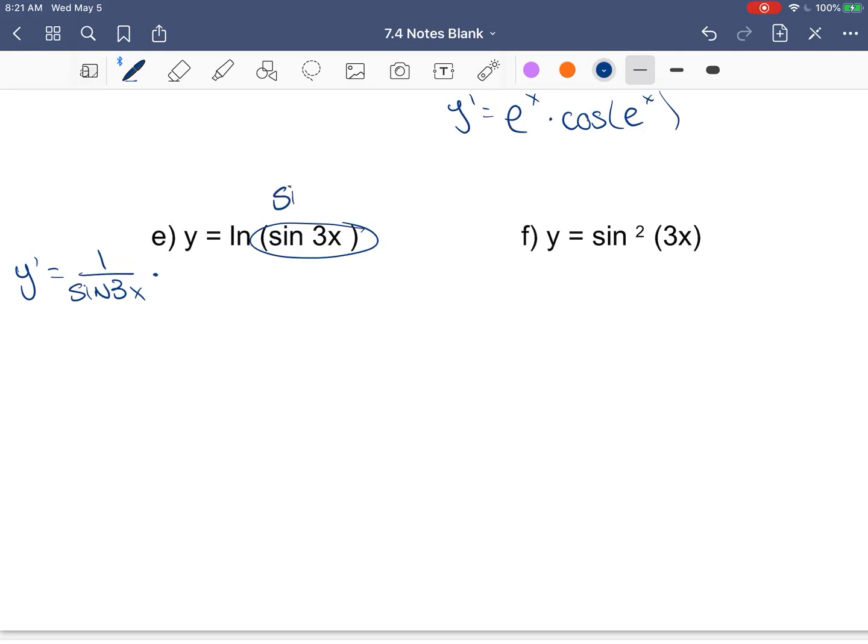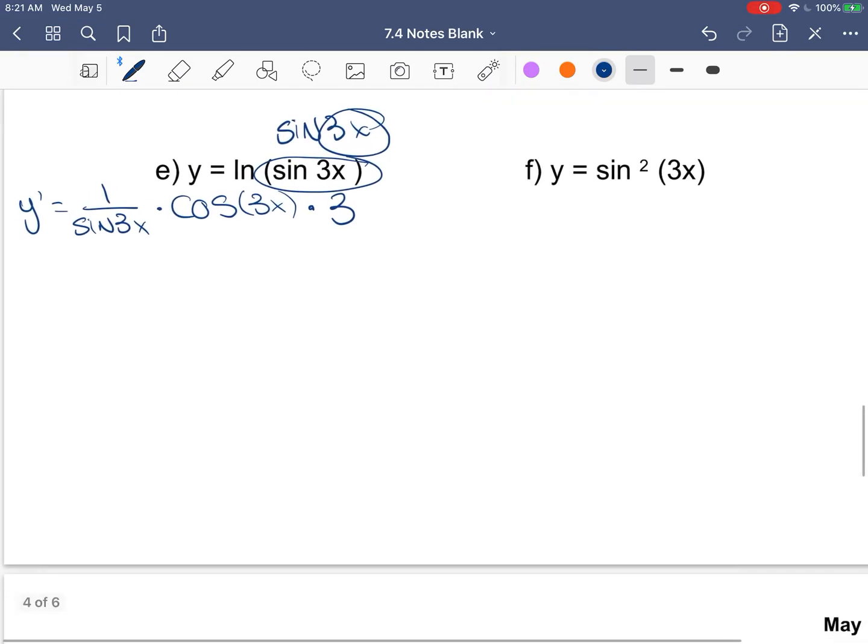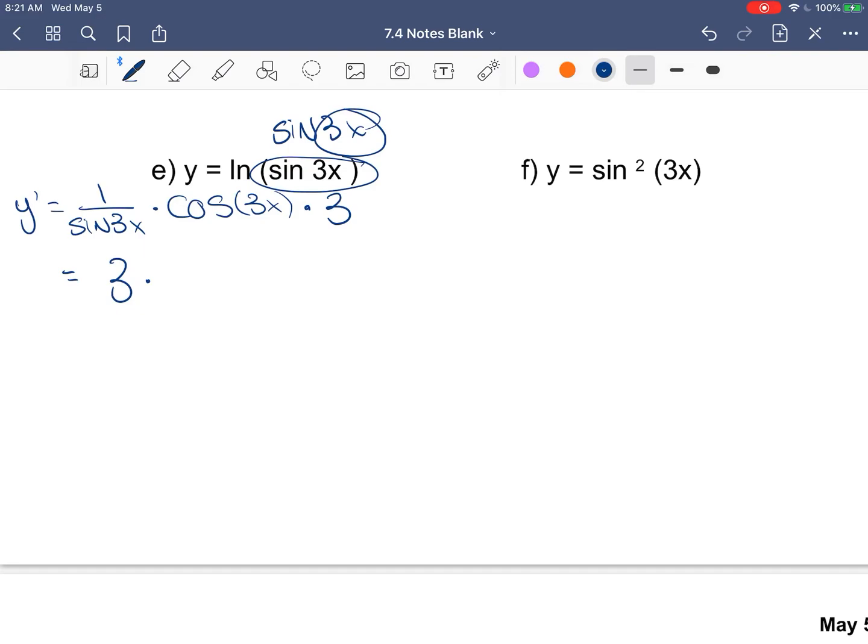Okay, so now we're going to take the derivative of the sine of 3x. Well, the derivative of sine of 3x is cos of 3x times the derivative of the stuff. So if we were to rearrange this, we could also have the 3 in our numerator, 3 cos of 3x over sine of 3x. And hopefully you remember that cosine over sine is cotangent. So 3 cotangent 3x.